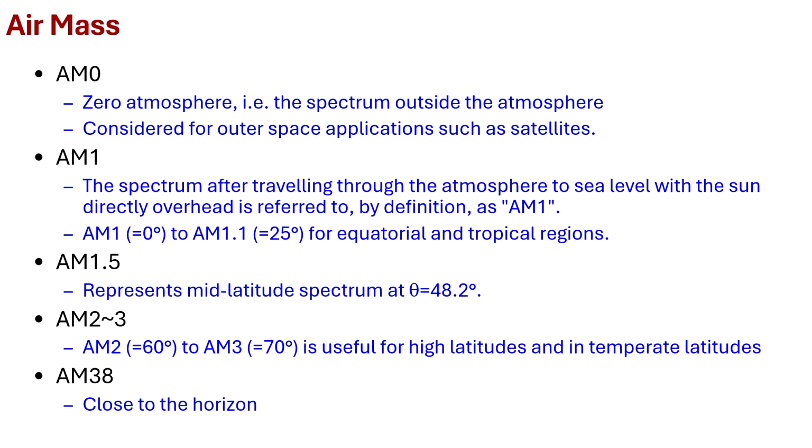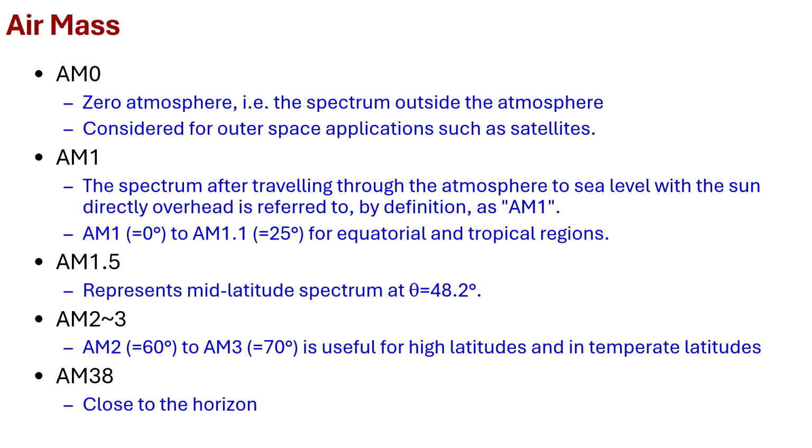So, right at the equator. India is above the equator, so we are in the northern hemisphere. If you consider AM 1.5, then this represents the mid latitude spectrum, and this is where we typically are for most countries in the northern hemisphere, except the ones which are very close to the poles. So, AM 1.5 represents the mid latitude spectrum at about 48.2 degree.